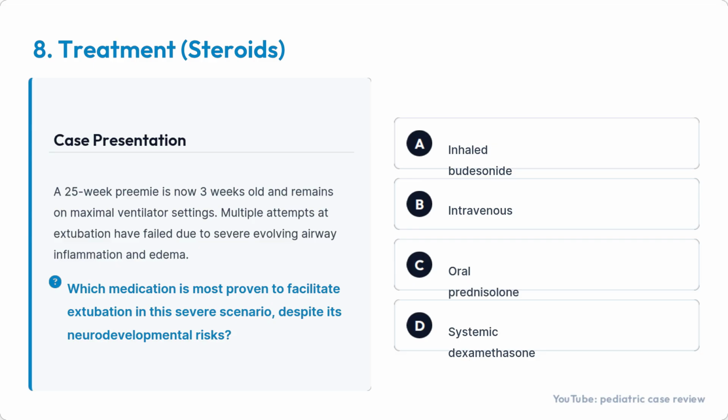Question 8. Treatment and steroids. A 25-week premature infant is now 3 weeks old and remains on maximal ventilator settings. Multiple attempts at extubation have failed due to severe evolving airway inflammation and edema.